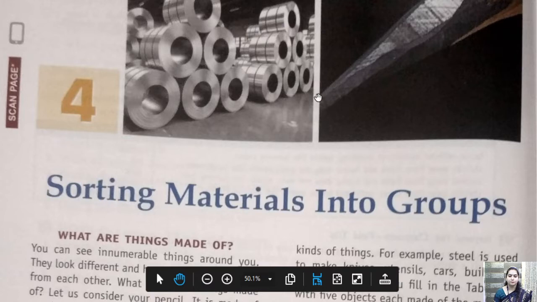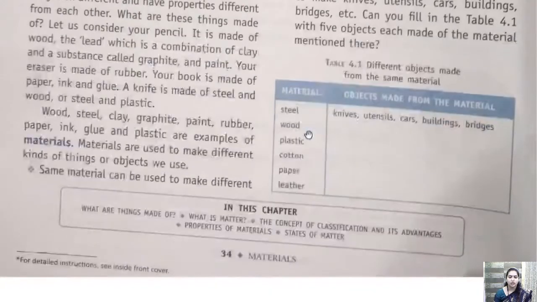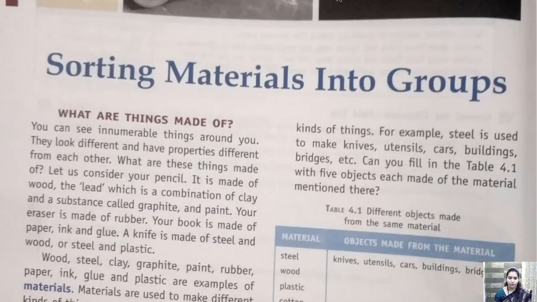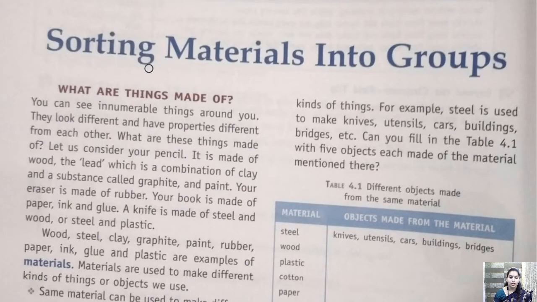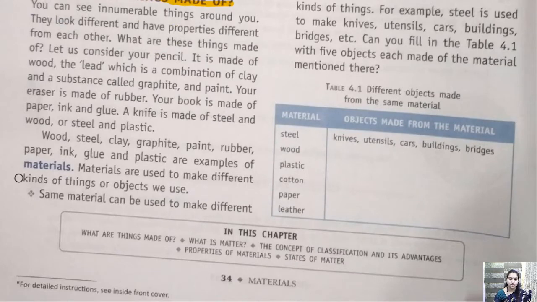So this is chapter number 4, Sorting Materials into Groups. Please open your book. Open page number 34. Let's start from the beginning. Alright, so the first topic was, what are things made up of? So children, in this paragraph, the important keywords are, first you should know what is material. So what is material?